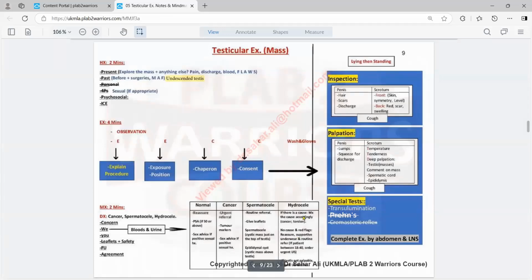All right, doctors. This is in terms of testicular masses. Okay.